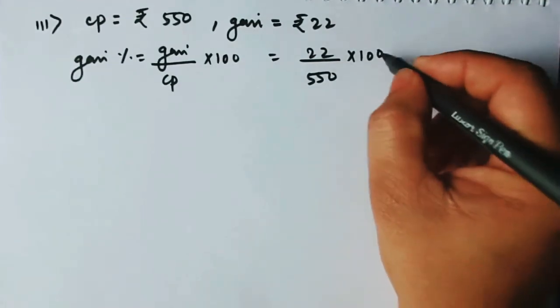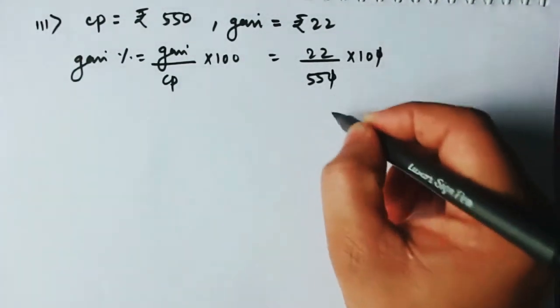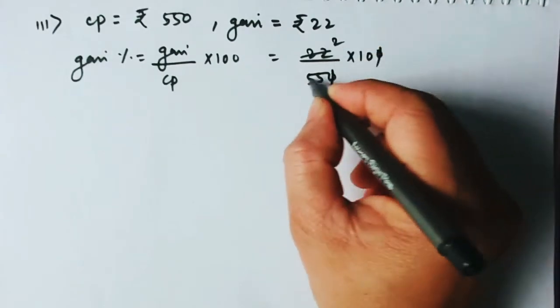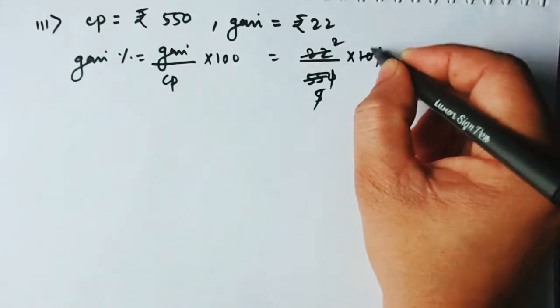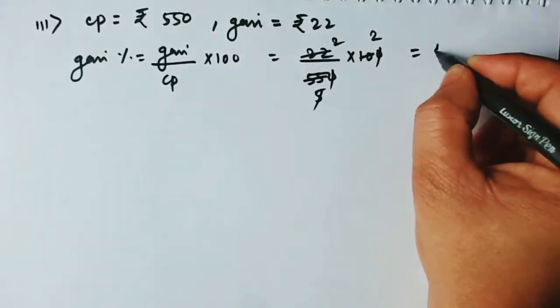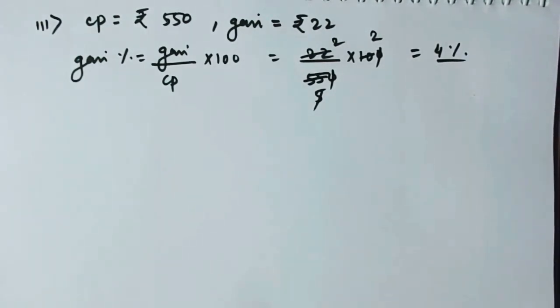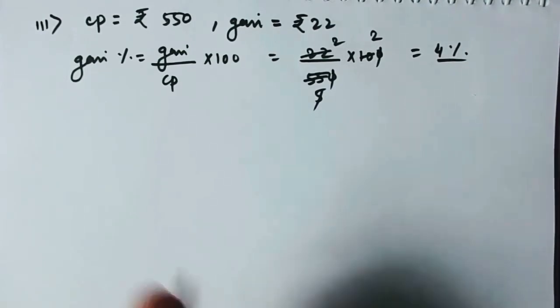चलो बेटा आ जाते हैं. So here have a cut. Very good. 11 2 times, 11 5 times, 5 2 times 10. So here you will get 4% as your gain percent. Clear? Okay. Now one more thing.